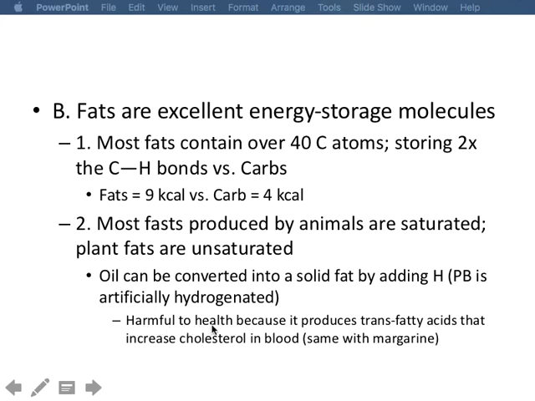Now this can be pretty harmful to your health. It can produce a trans fatty acid. So I'm sure you've seen "no trans fat" or "0 trans fat" on chip bags and everything, right? Well, they're just saying that we didn't add any hydrogen here to increase cholesterol in the blood. If there are trans fats, then you are increasing cholesterol in the blood, and margarine does the same thing.